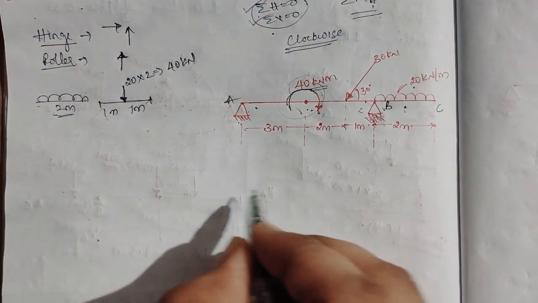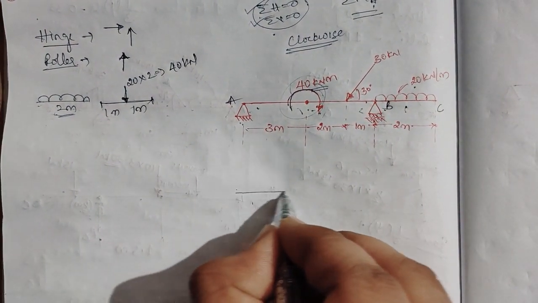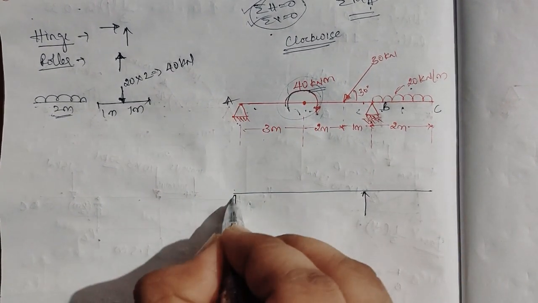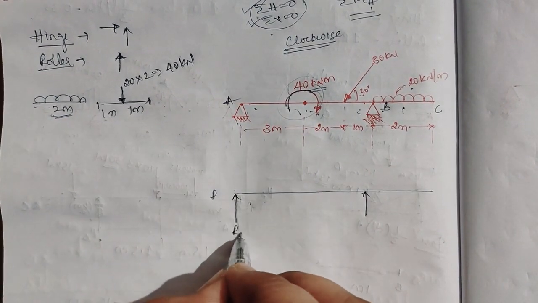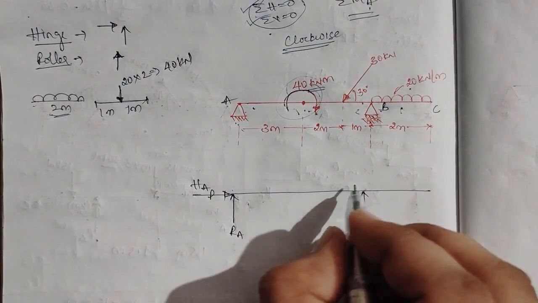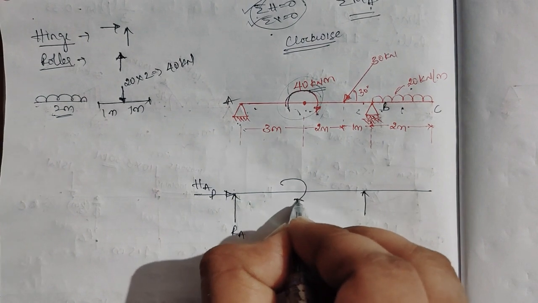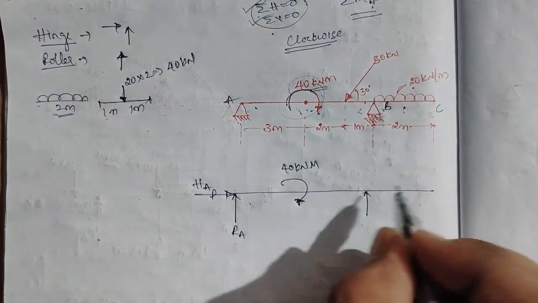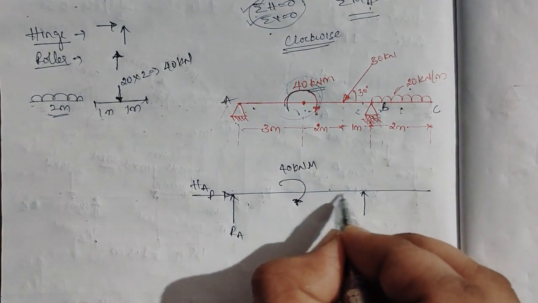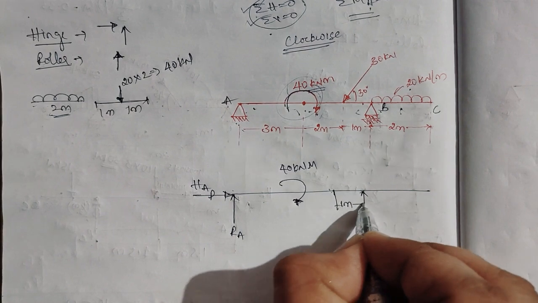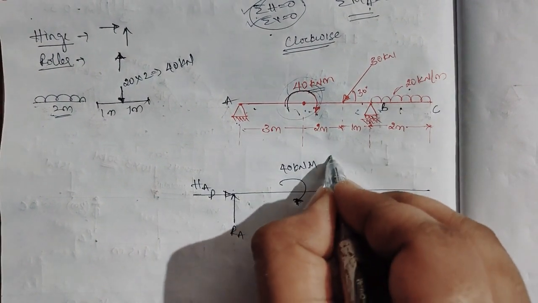So I'll write directly the simplified figure without wasting time. So here, see, this is RA and here HA, RA. So 40 kilonewton meter moment is there. So 30, it is at 1 meter distance. So we have one force.